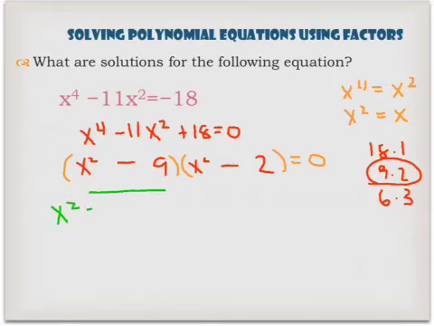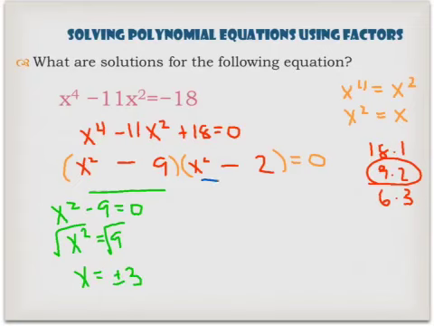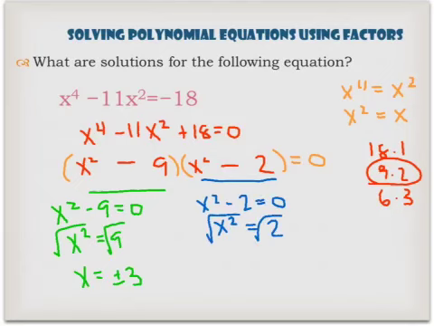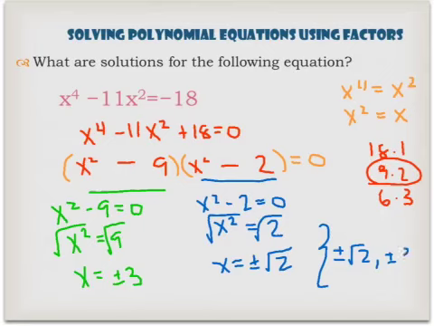So x squared minus 9 equals 0. You could factor, but I'm going to use the square root method. So x is going to be plus or minus 3. Second parenthesis, x squared minus 2 equals 0. Again, square root method. So x equals plus or minus the square root of 2. So writing my solutions, that's plus or minus the square root of 2, and that's plus or minus 3.